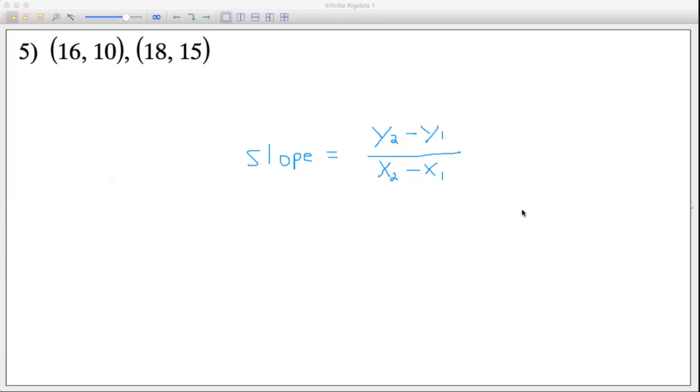Slope is rise over run. It's the change in y's over the change in x values. In order to do this problem, you need to label. And the labeling is the thing that typically gets you into problems because it doesn't go x1, x2. It goes x1, y1. And then the other one goes x2, y2.